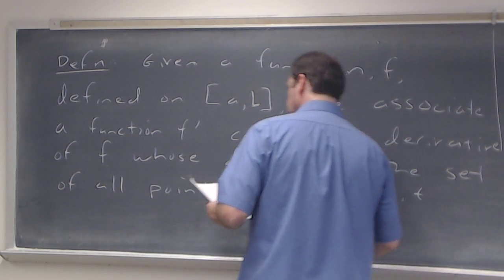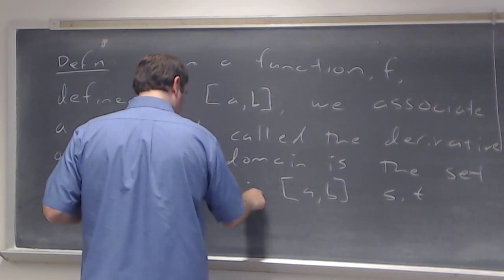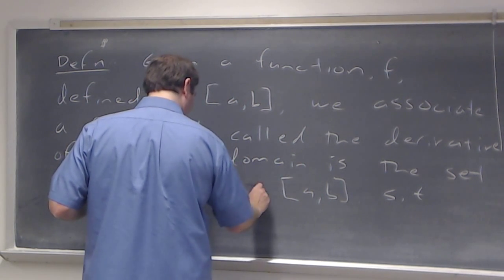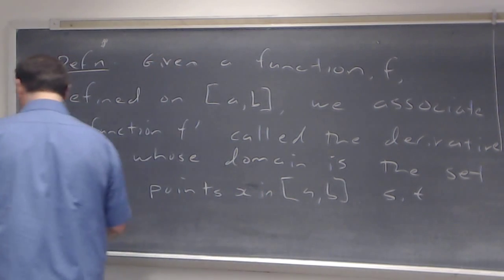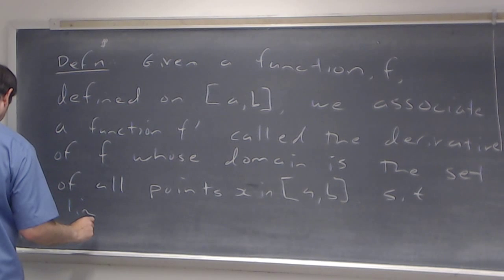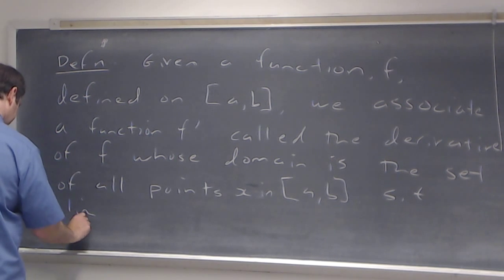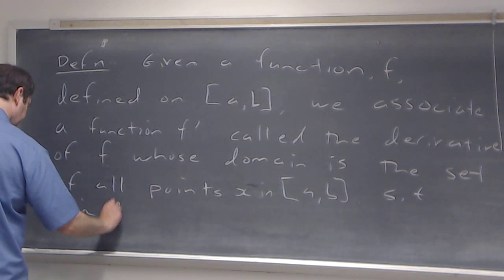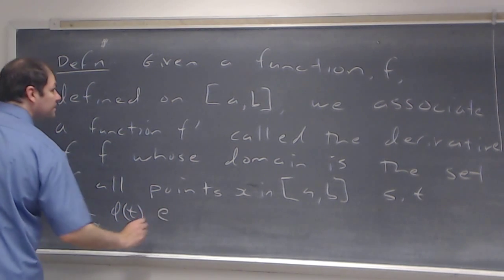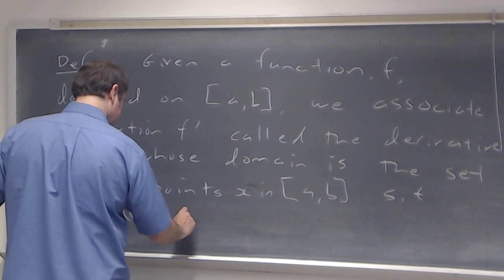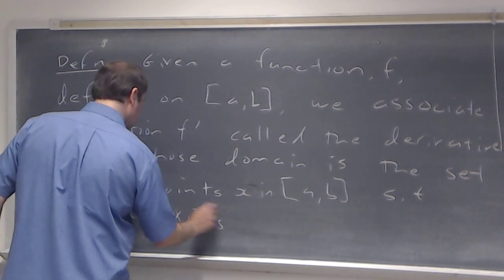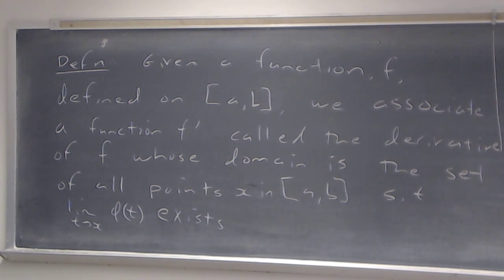such that, let's call those points a generic name, x in A to B, such that the limit as t goes to x of phi of t exists. So to f, we associate this function f prime called the derivative of f, and its domain is the set of all x in A to B such that this limit exists. Okay?